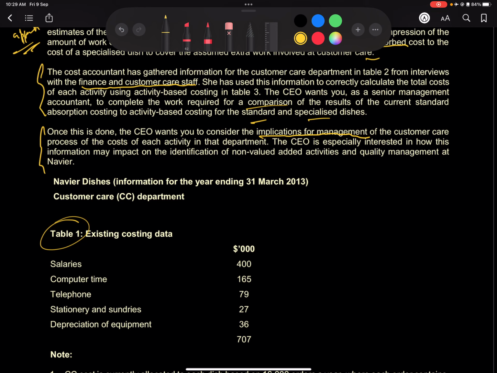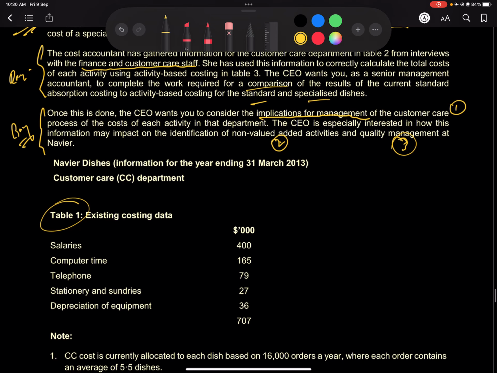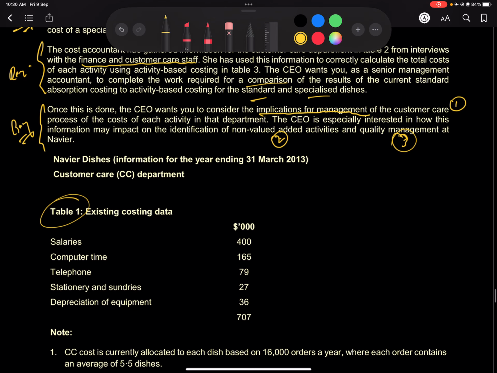There are a few requirements, but these are the requirements section. So there are requirements here. One is the implications for management of the customer care process of the cost of each activity in that department. Next, the CEO is especially interested in how the information may impact the identification of non-value adding activities and quality management at Navier. So how this information can impact identification of non-value added activities and quality management.